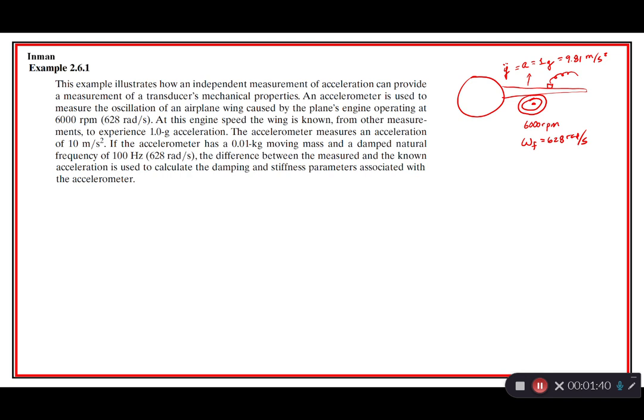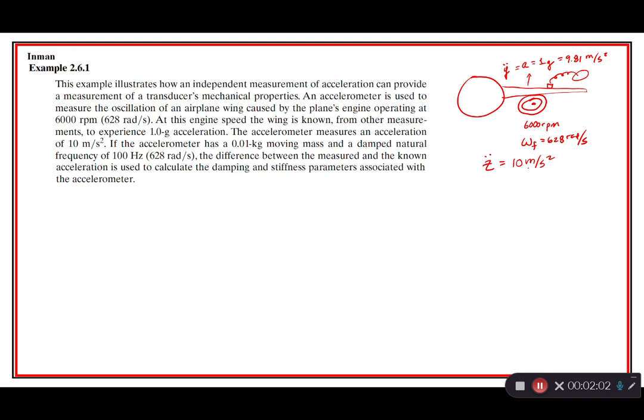The accelerometer measures an acceleration of 10, so that's z double dot, what comes out from here into the machine. It's going to be 10 meters per second squared. So you can already see there's 9.81 and then there's 10. The true one should be 9.81, but the meter itself measures 10.